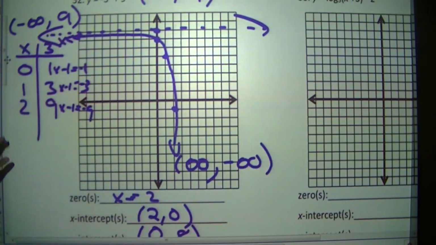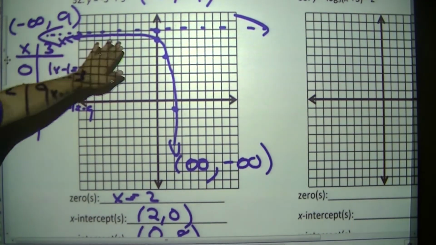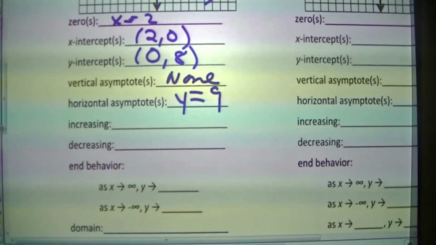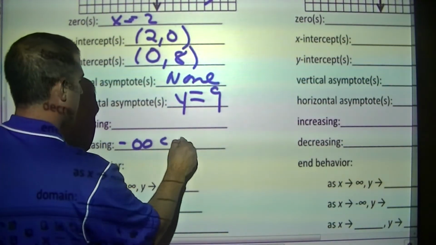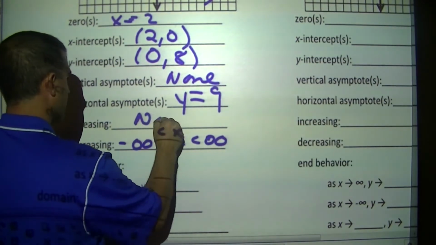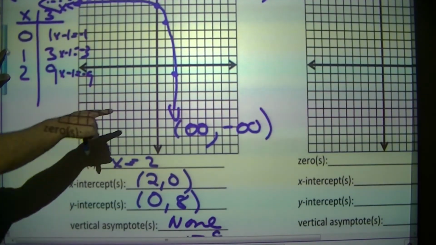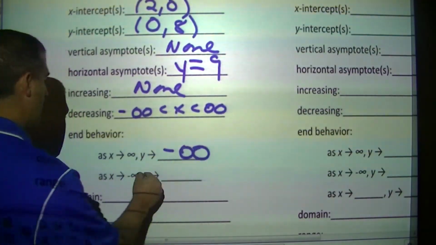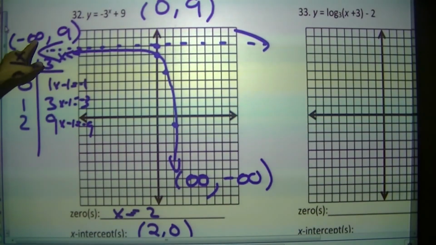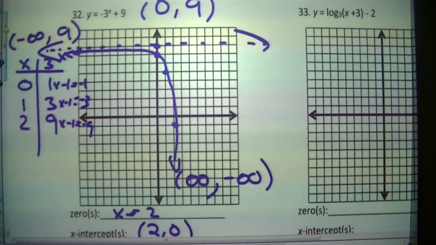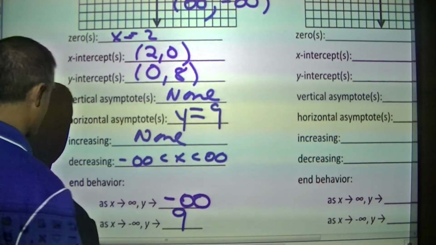To do increasing, decreasing, I still start left to right. So that's all decreasing, from -infinity to infinity. Increasing is none. As x approaches infinity, I have an answer of -infinity. As x approaches -infinity, I have an answer of 9, because that's where it's flattening out. I think that's it for that.